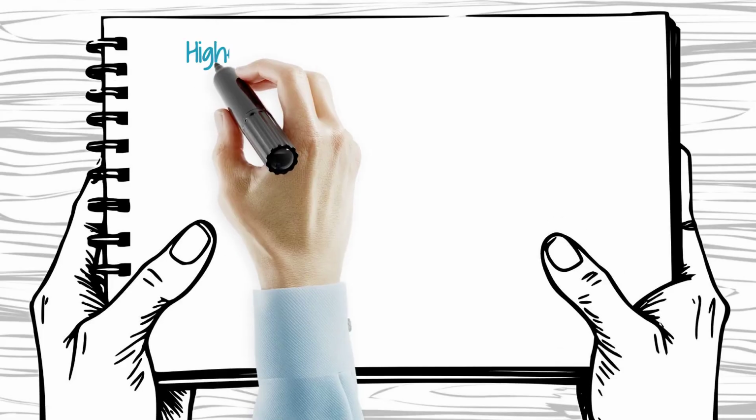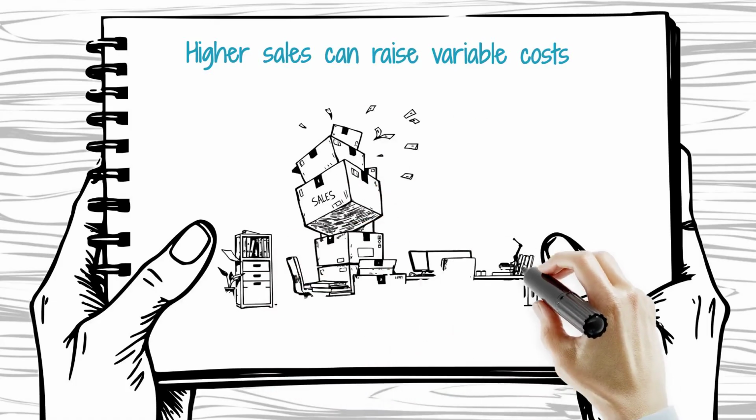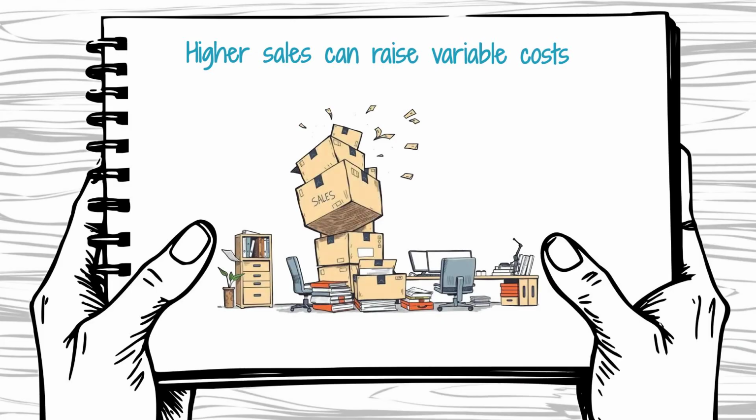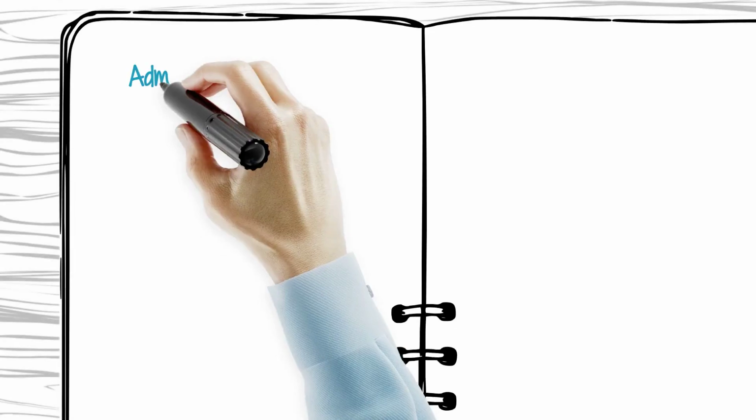There are also administrative expenses, which support the overall business rather than directly producing goods. Examples include accounting fees, legal fees, management salaries, and administrative office costs. These expenses keep the company organized and compliant.